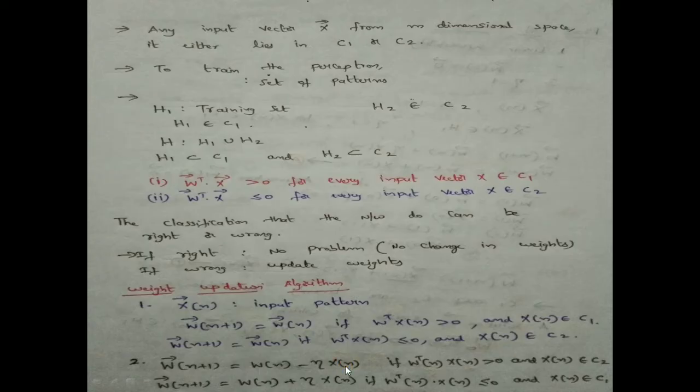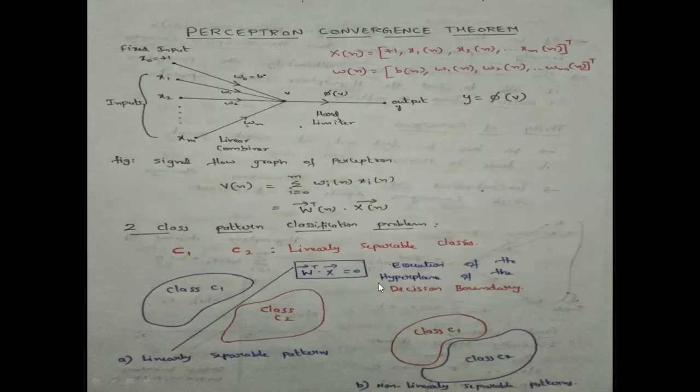For the same thing, if the input vector X of n belongs to class C1 and W transpose n into X of n is less than or equal to 0, obviously in this condition also we have to update the weights, that is, W of n plus 1 is equal to W of n plus eta into X of n. So we may see how we have taken the minus here and plus here. So generally the hyperplane is shifting from one place to another place, that is, it is the actual boundary between these two classes.